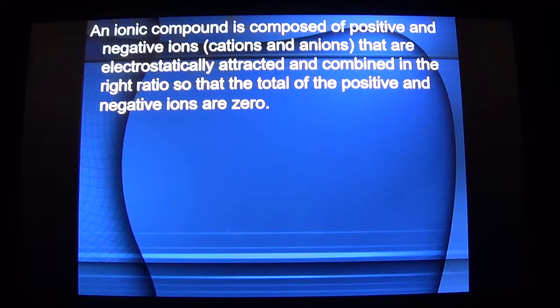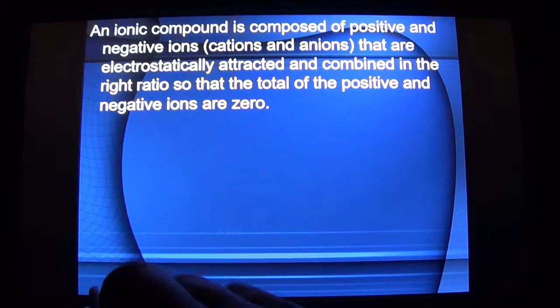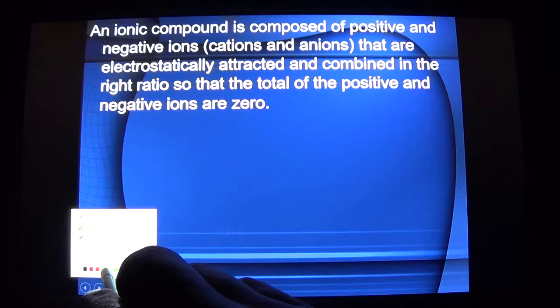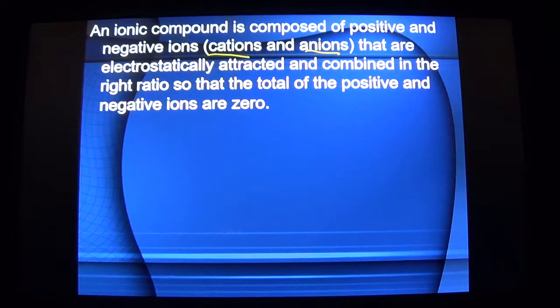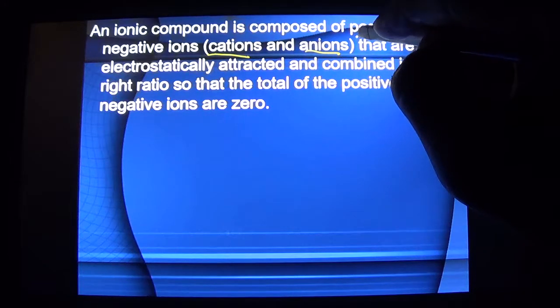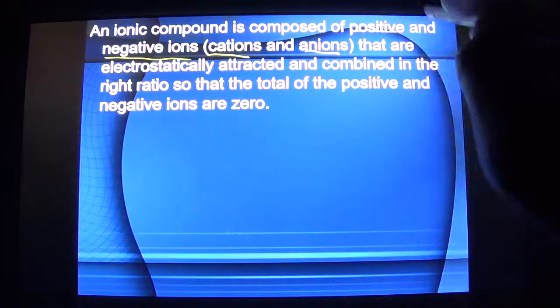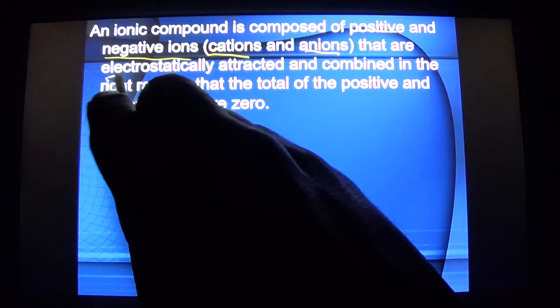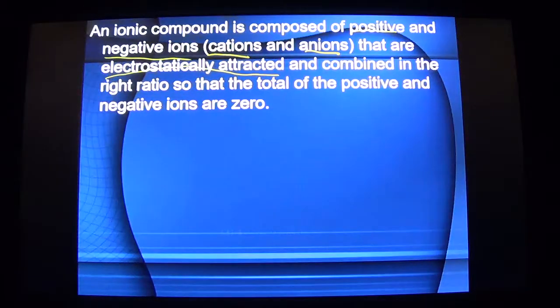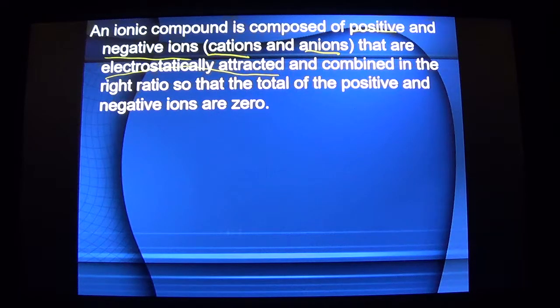Okay. And so what is the composition of an ionic bond? Well, what makes an ionic bond is ions, cations and anions. So an ionic compound is comprised of positive and negative ions. So you need those positive and negative ions, those cations and anions, and they're going to be electrostatically, isn't that fun, electrostatically attracted. And nature will work them out in the right ratio so that they always total 0 when you add up the positives and negatives.